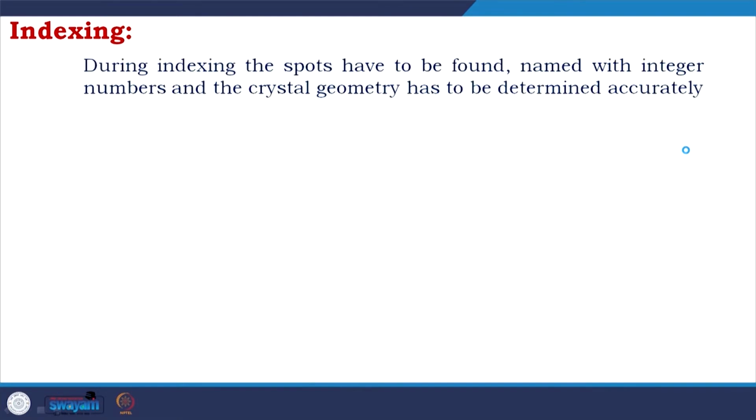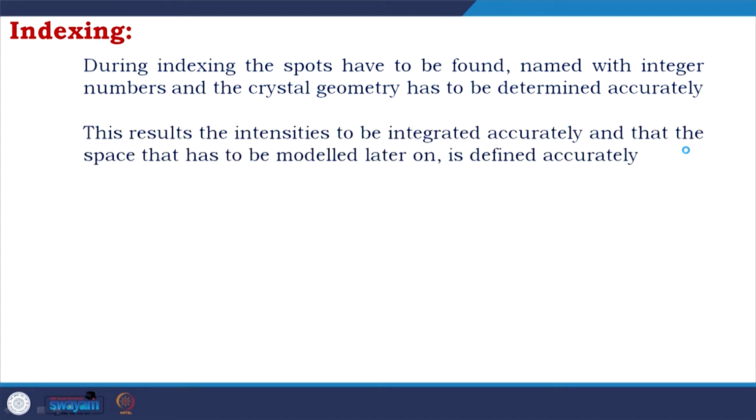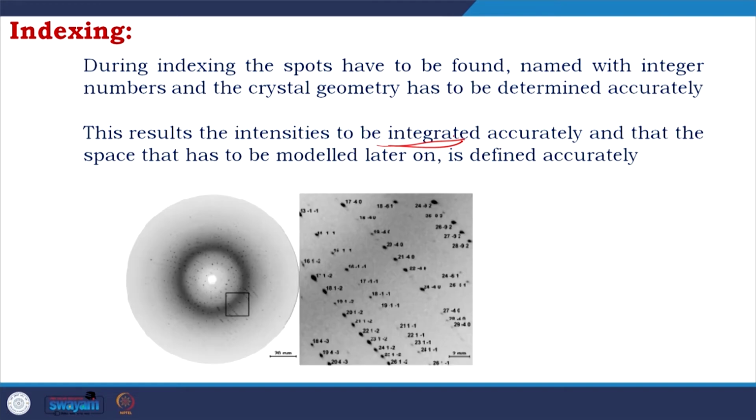During indexing, the spots have to be found and named with integer numbers, and the crystal geometry has to be determined accurately. This results in the intensities being integrated. So, you need integration, accurately, so that the space that has to be modeled later on is defined accurately. If you look at this, this is the diffraction pattern we have shown before, and remember I talked about how, for getting a good diffraction, your crystal ordering would be perfect.